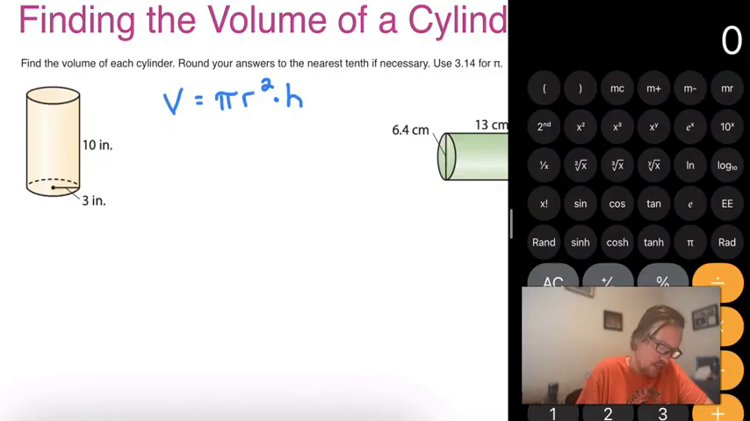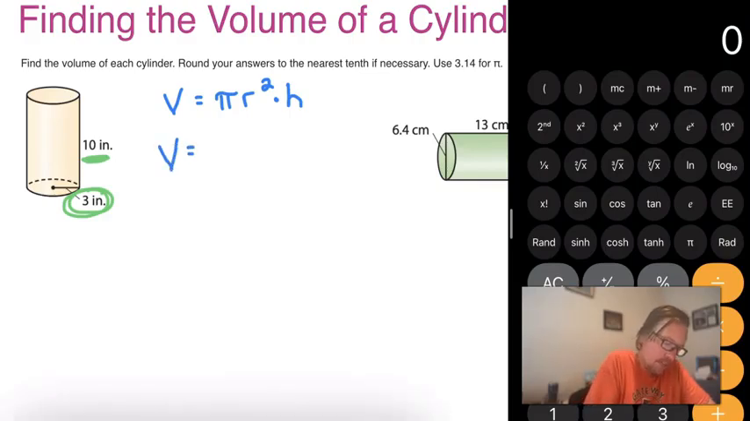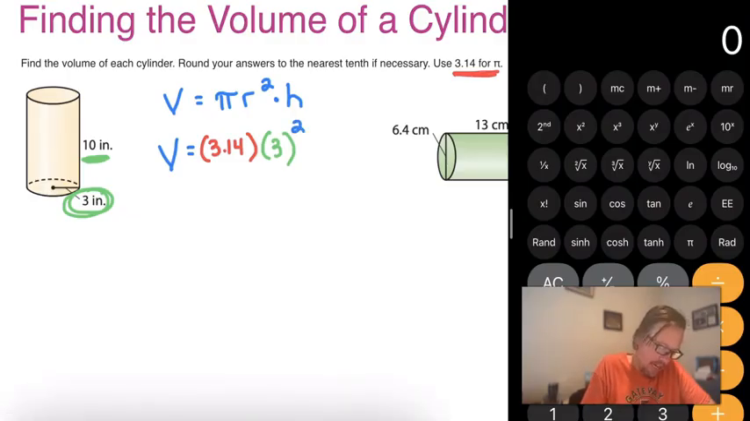In this first cylinder, we are given the radius, which is 3 inches, and the height, which is 10 inches, and we're just going to substitute those two numbers into this volume formula. So V equals, and the problem says use 3.14 for pi. So where it says pi, we substitute 3.14. We are then going to do the radius squared. The radius is 3, so 3 squared. And then we're going to multiply by the height. I'm going to use a different color for the height just to keep straight what I'm substituting where. So let's do the height in yellow here.